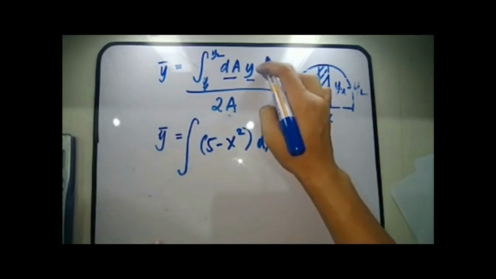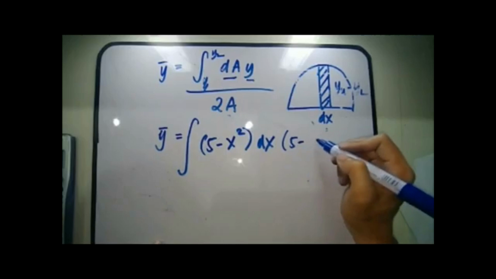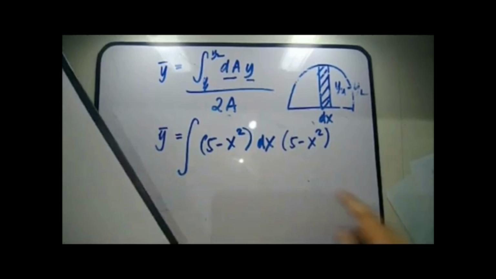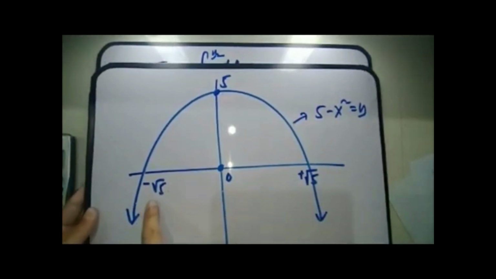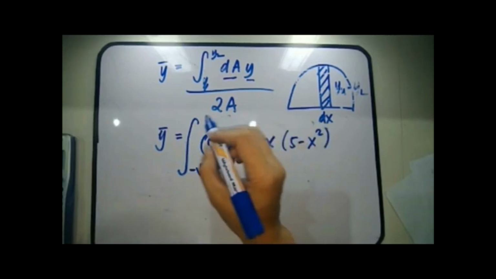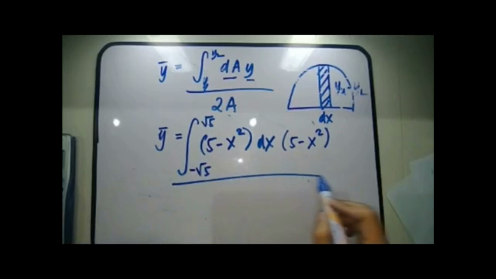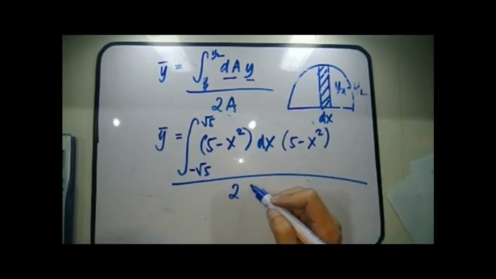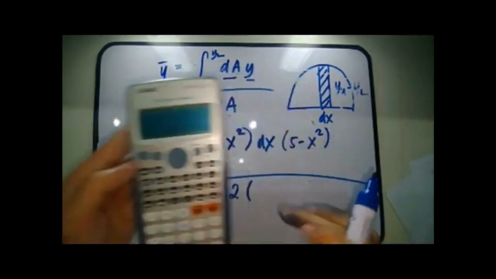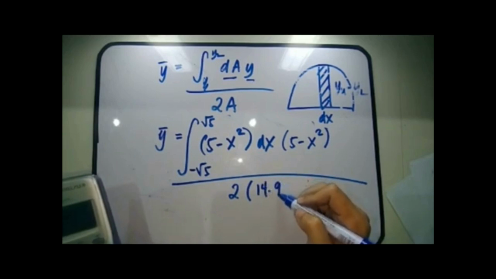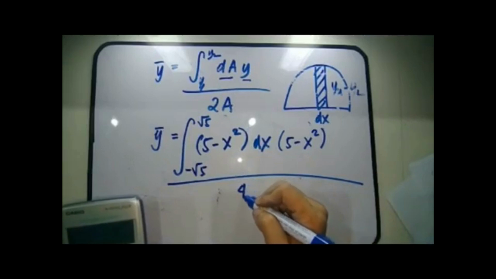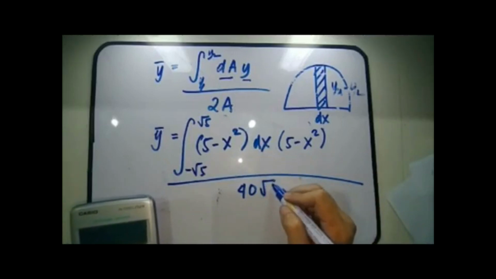But y is yung y upper natin, that is 5 minus x squared. So actually 5 minus x squared, y upper plus y lower all over 2, but yung y lower natin is 0 lang naman. So yung limit natin is negative square root of 5 to the square root of 5, all over 2A. So 1/2 nung area, or yung midpoint niya. The area natin, ni-store natin kanina, that is 14.907. Tinimes na natin para maging fraction siya, that is 40 square root of 5 all over 3.